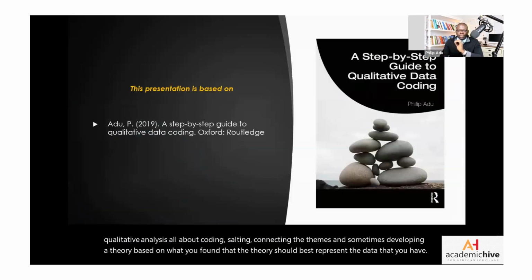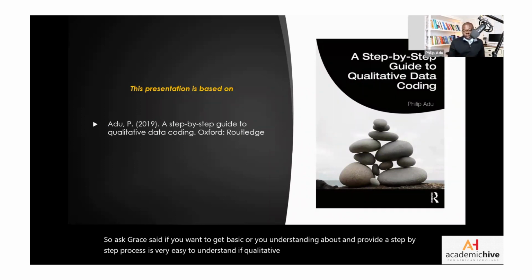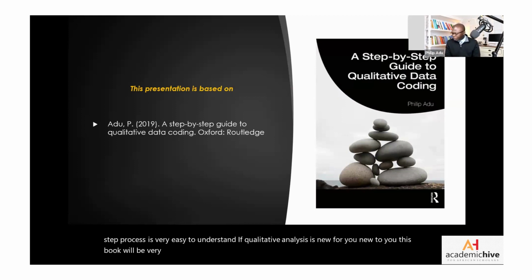So as Grace said, if you want to get a basic understanding about coding, I provide a step-by-step process. It's very easy to understand. If qualitative analysis is new to you, this book will be very helpful. And I think in chapter 11, I also talk about how to use in vivo, step by step. I think this information will be very helpful for you.